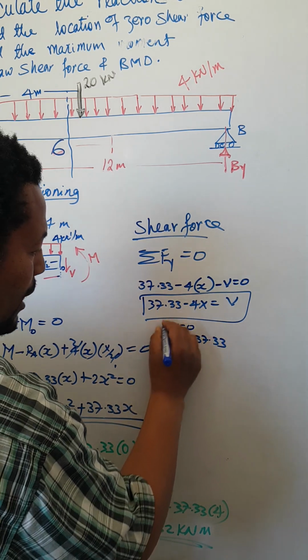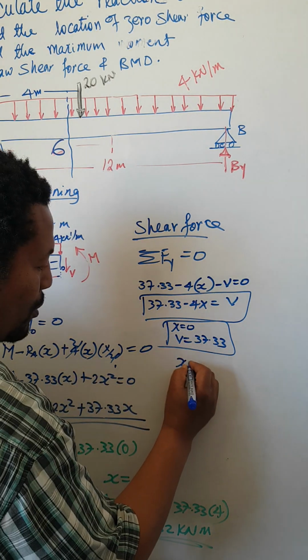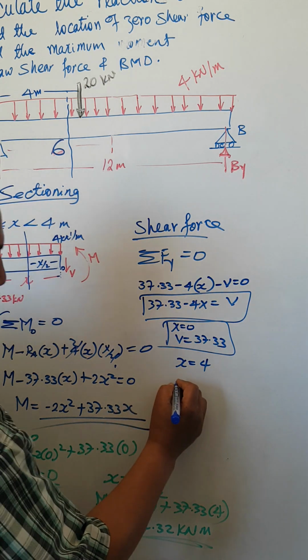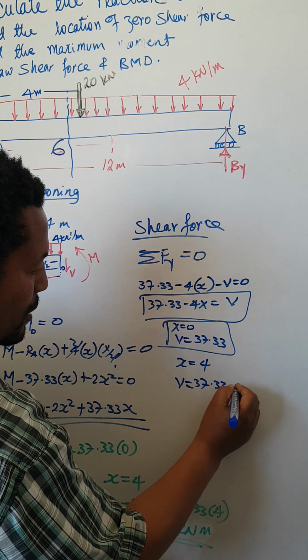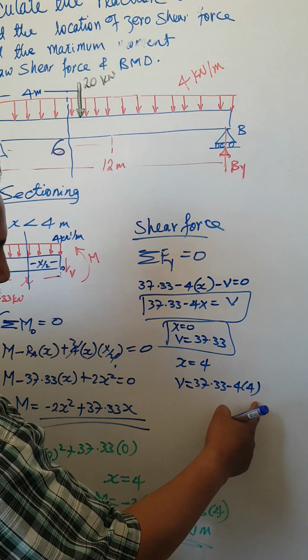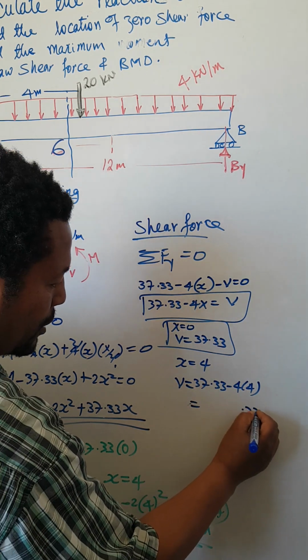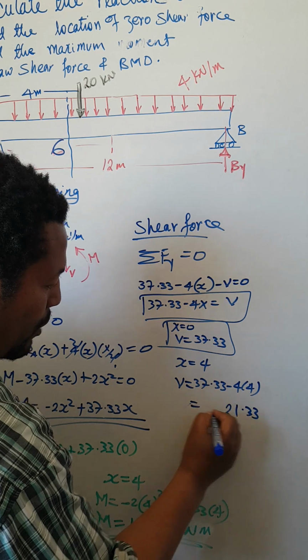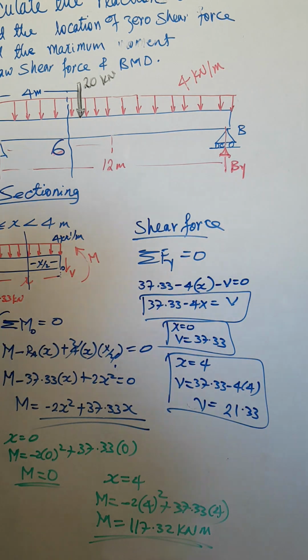Okay, when x is equal to 4, V is equal to 37.33 minus 4 times 4. Okay, 4 times 4 is going to be 16. 16 subtracted from this gives 0.33, and then 21.33 would be V. Okay, this is the other shear force when x is 4 meter.